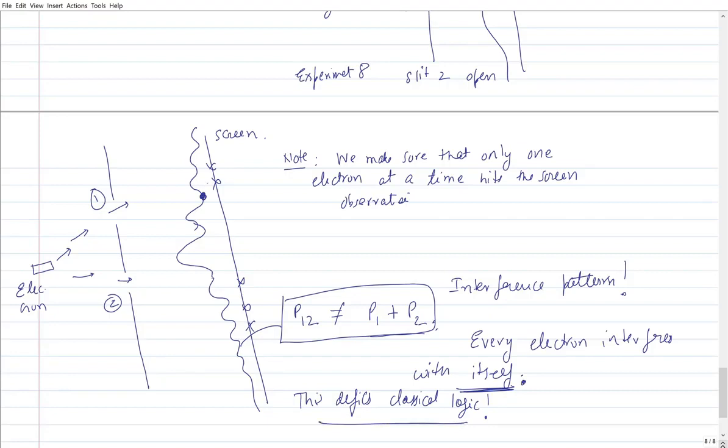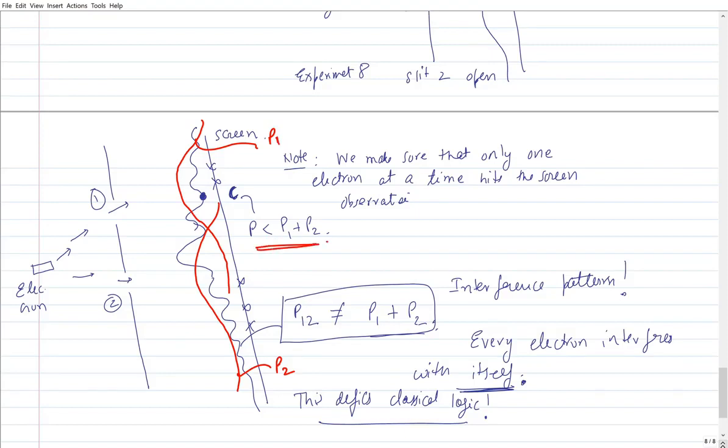See, look at this point C on the screen. At the point C, I have a probability P which is less than P1 plus P2. Let me again draw P1 and P2. Let's say I had some sort of a P2, so this was P2, this was P1. And at a point C, I had a probability which was less than P1 plus P2.